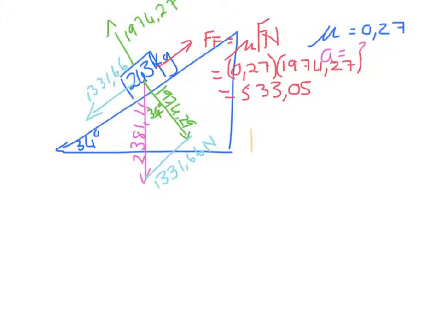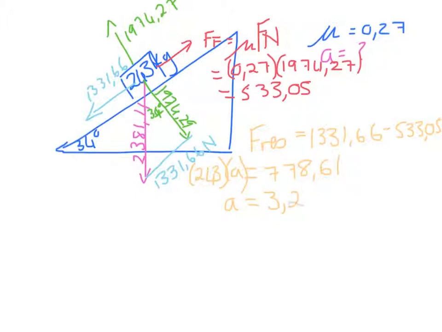I then need to work out the resultant force. On the plane, I'm interested in that dimension, so the resultant force is 1331,66 minus the frictional force, and I get a resultant force of 798,61. But I also know the resultant force is equal to the mass of this body multiplied by the acceleration of the system. I don't know the acceleration, so I divide through and I get 3,29 meters per second squared.